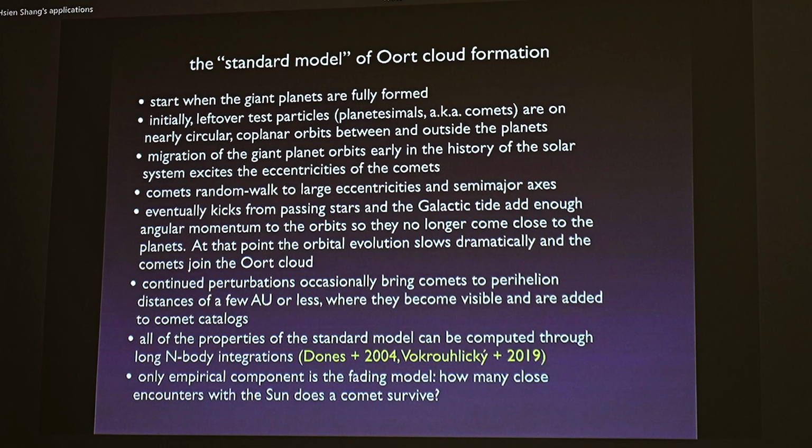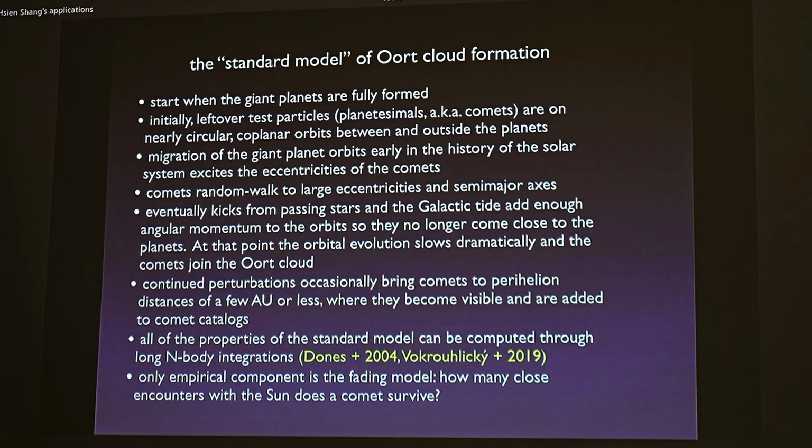So far, I haven't said anything about the formation of the Oort cloud, but with this background, it's clear how the Oort cloud might have been formed. You start when the giant planets were fully formed, and you assume that planet formation was not 100% efficient, so that after the planets were formed, there were a large number of leftover small bodies, which we can treat as test particles on nearly circular, nearly coplanar orbits between the planets and outside the planets.